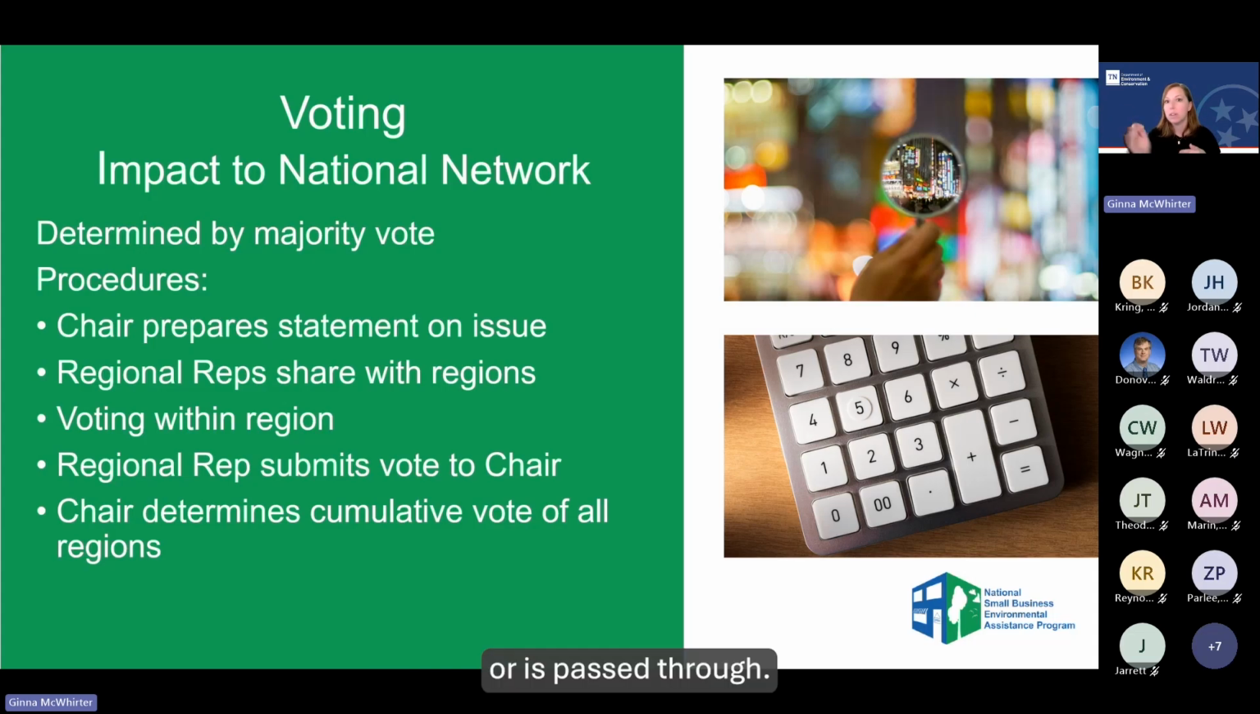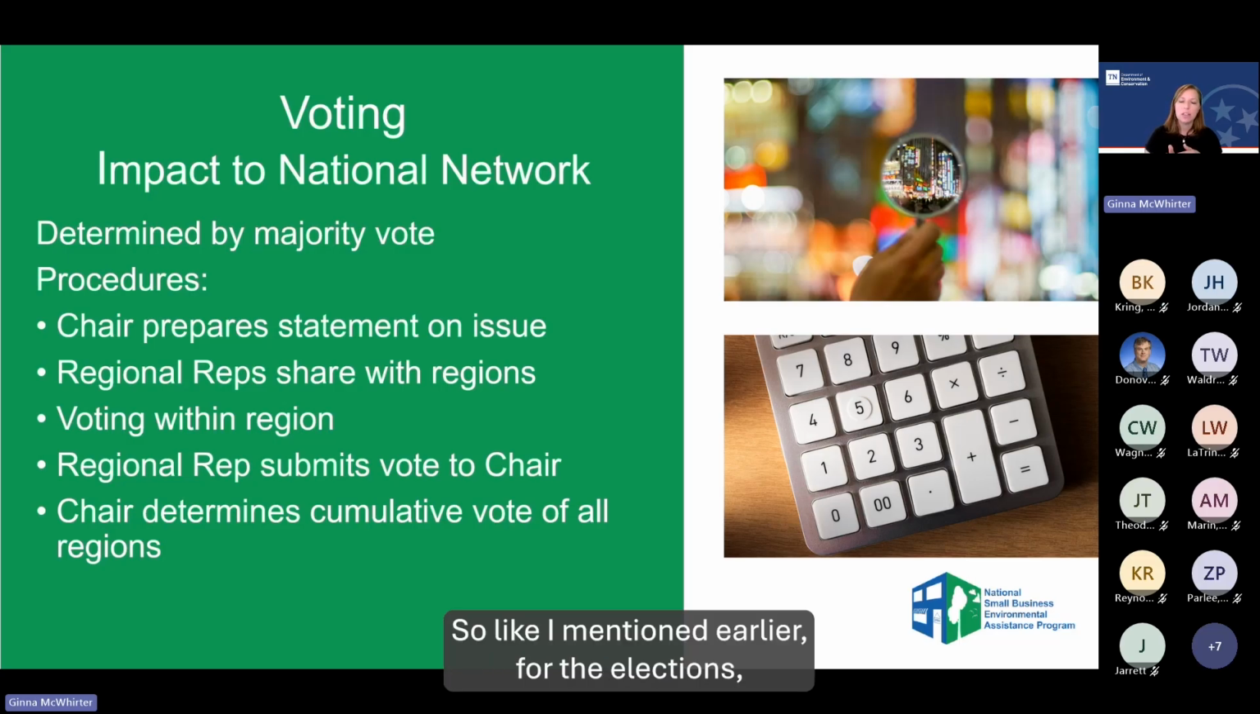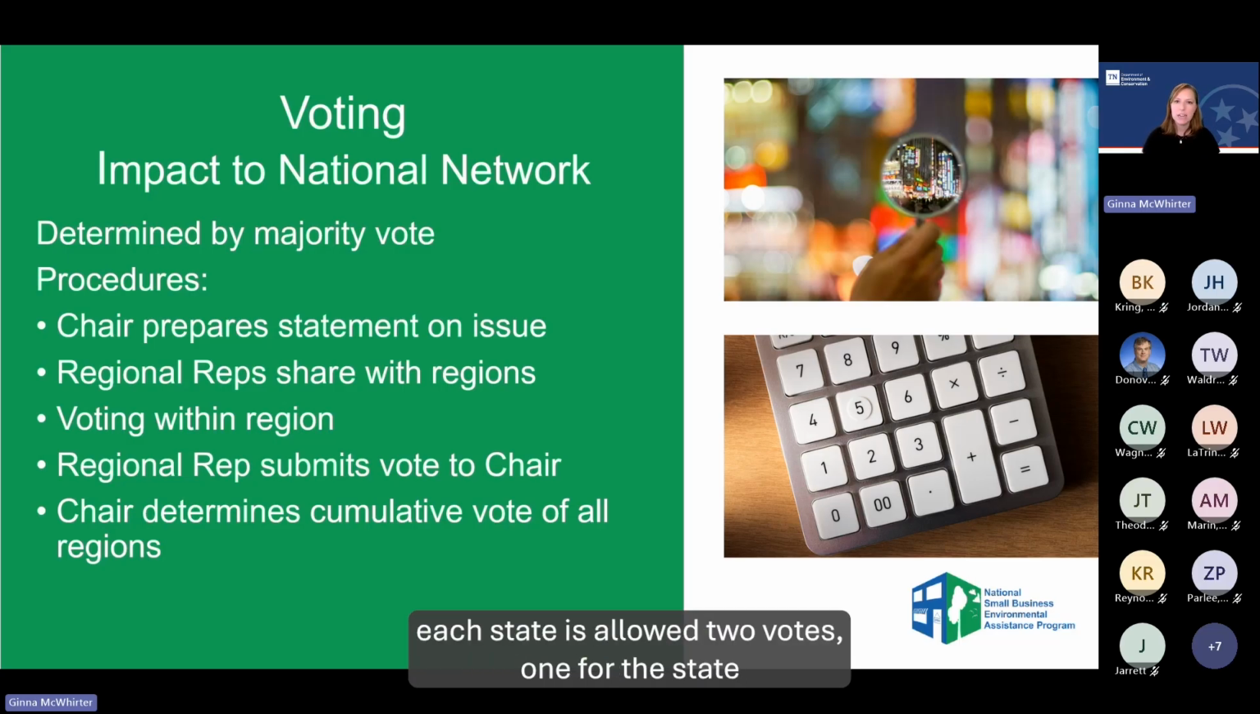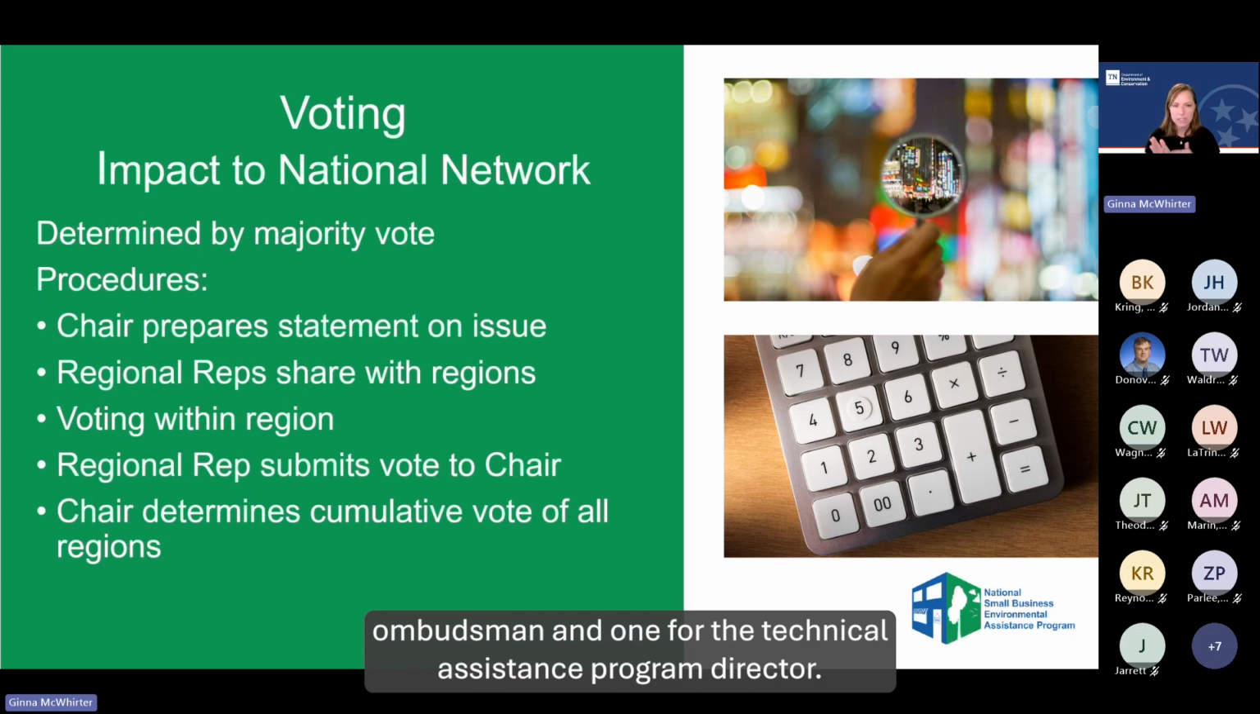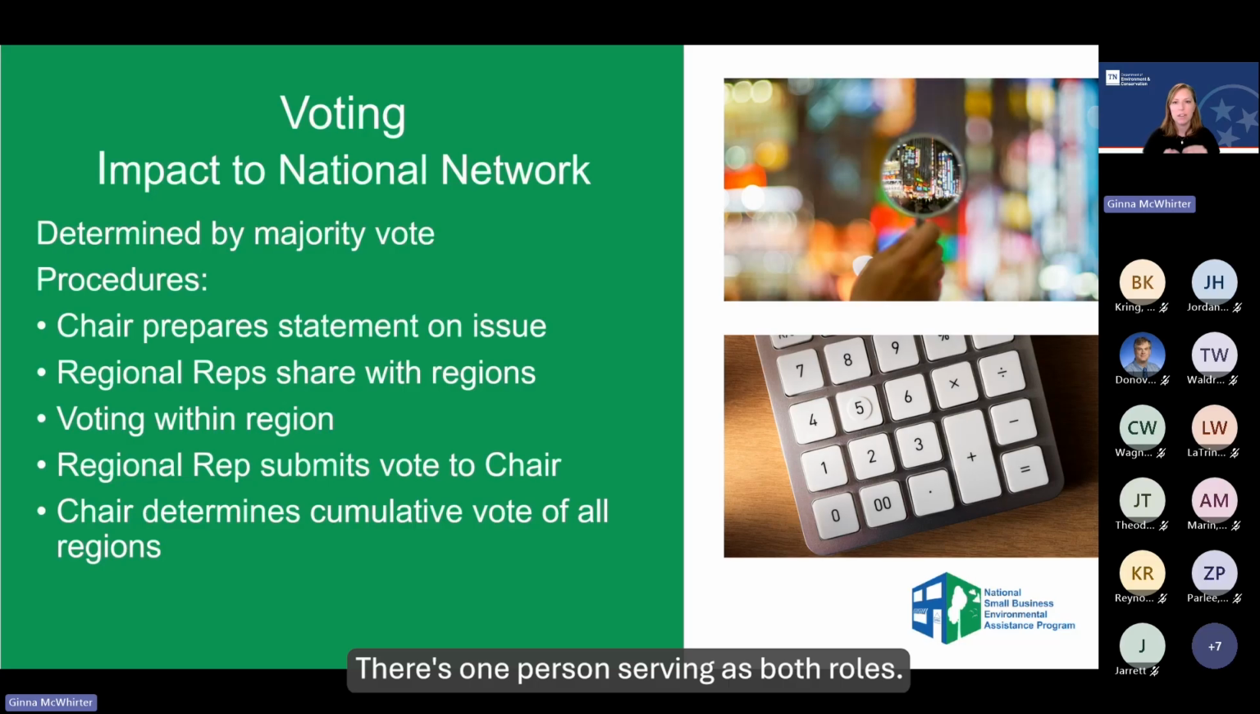or is passed through. So like I mentioned earlier for the elections, each state is allowed 2 votes, one for the state ombudsman and one for the technical assistance program director. If there's one person serving in both roles, their vote is counted twice.